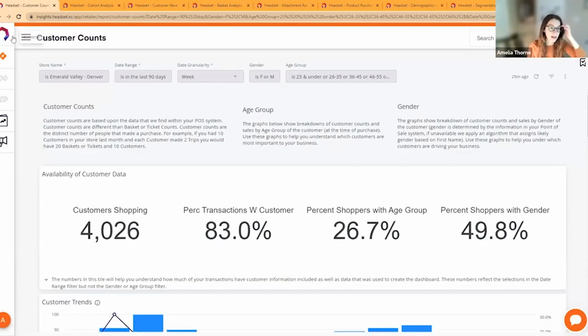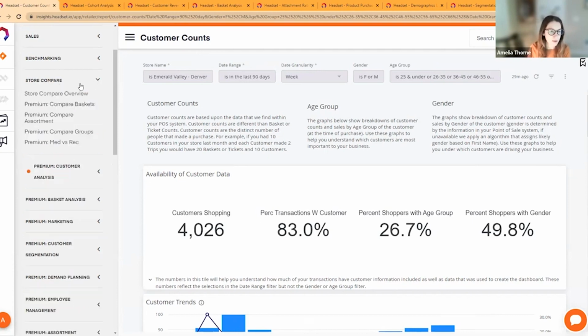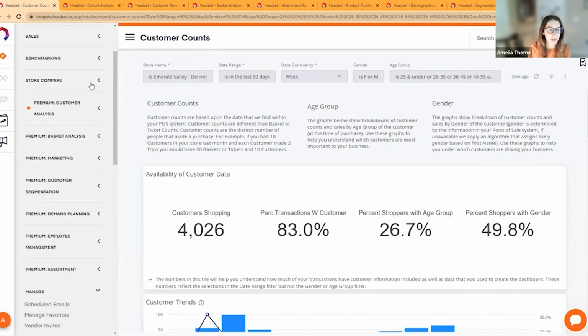Where we're starting right now is under customer analysis, but to give you more of an idea of what's all included in marketing, we're going to be looking at dashboards from the customer analysis, basket analysis, marketing, and customer segmentation. So that's, and I believe that Store Compare, there's some premium dashboards in here too. That's made up of the marketing suite for the retailer premium marketing subscription.